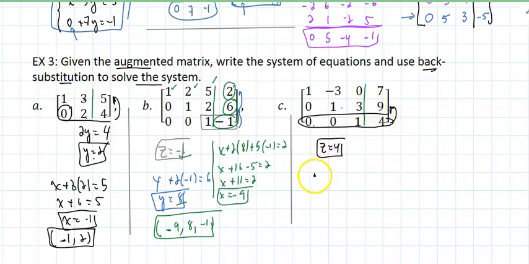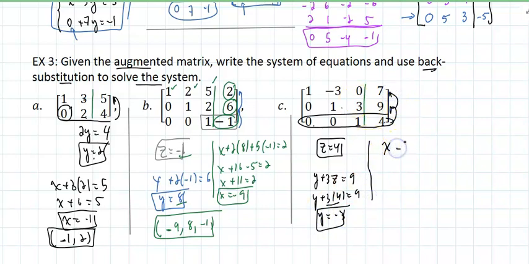Above, it says y plus 3z equals 9. But I know what z is. z is 4. So this is 12, y equals negative 3. And now if I go up one more, x minus 3y plus, there's no z, right? You don't have to put that 0. I'm just putting that for your notes. x minus 3 times negative 3 equals 7.